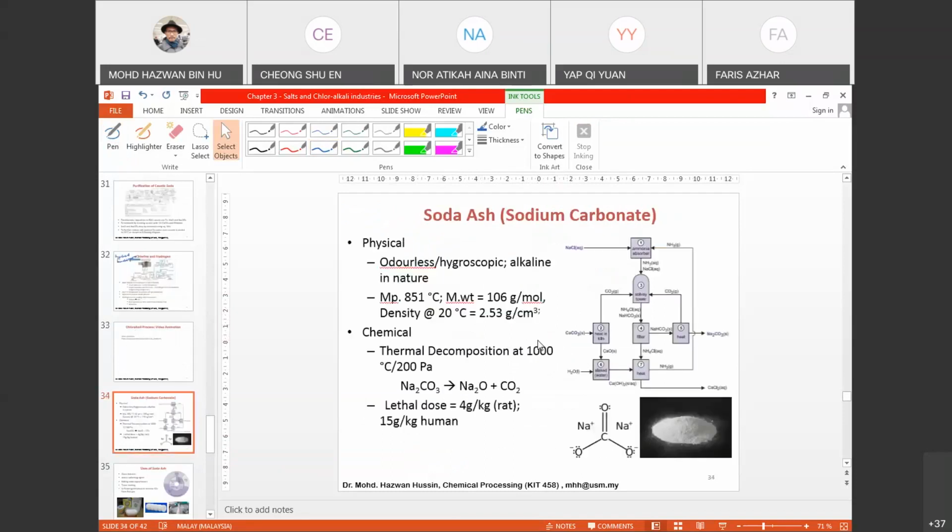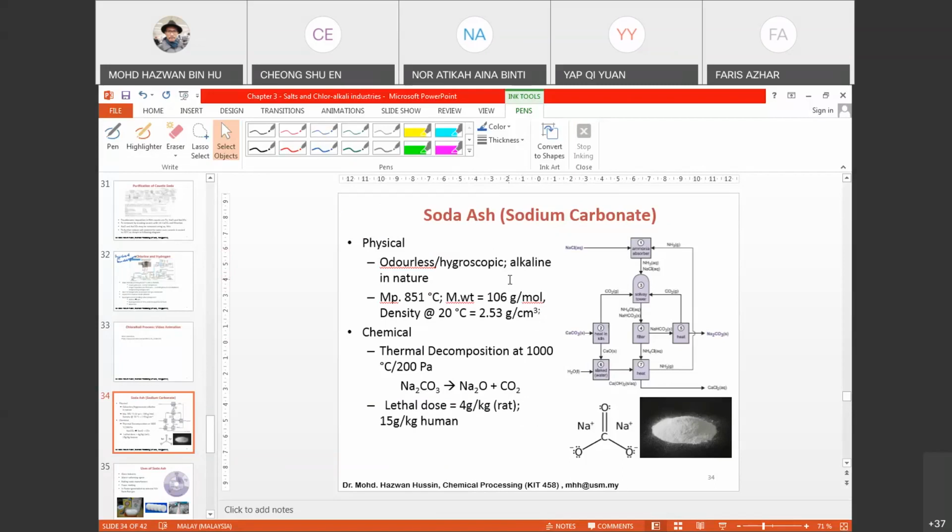Okay. So today we are going to continue with another type of salt, a chloralkali product, which is known as soda ash. The soda ash is a layman term, but in the scientific or chemistry term, we call it sodium carbonate. So sodium carbonate, the features basically, it is odorless, hygroscopic, it can absorb water, it doesn't have any smell, and alkaline in nature.